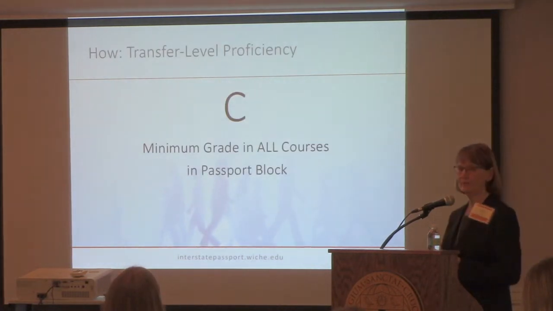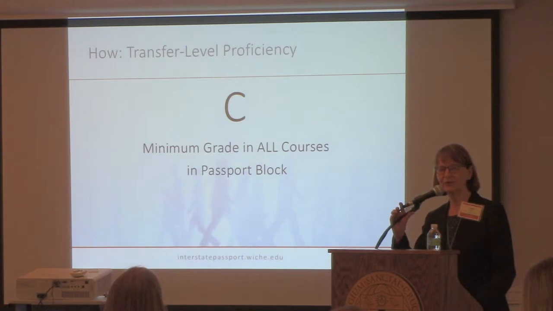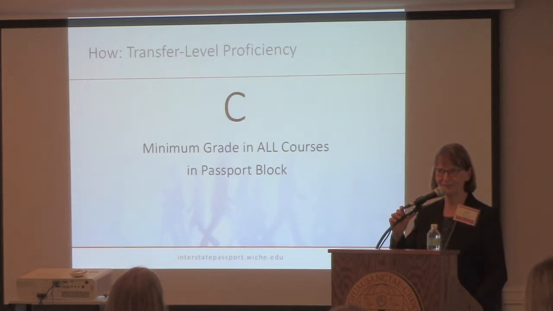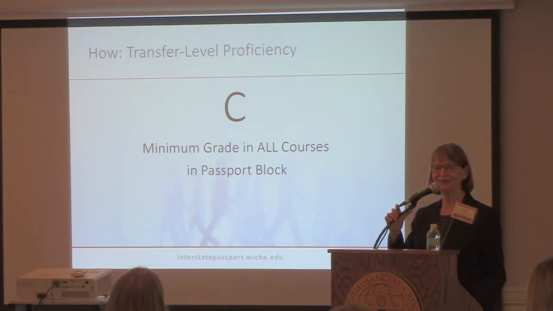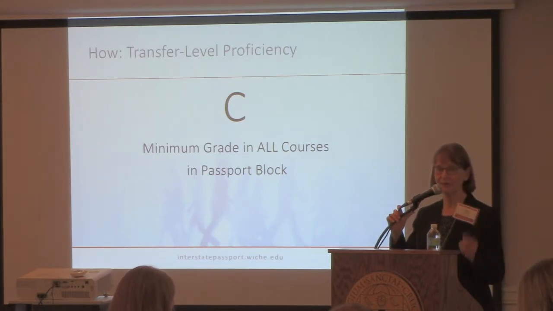One of the things, transfer level proficiency, what does that mean? For a passport, you have to have a C in each course that's part of your passport. Faculty meeting in these different areas, as you can well imagine, are not willing to say that getting an A in English means that you're proficient at a D level in science of some sort. Each area requires proficiency. So that you can say, what we're talking about are students who you have confidence are prepared to be, not that they necessarily will, but they are prepared to be successful at the next level when they transfer.